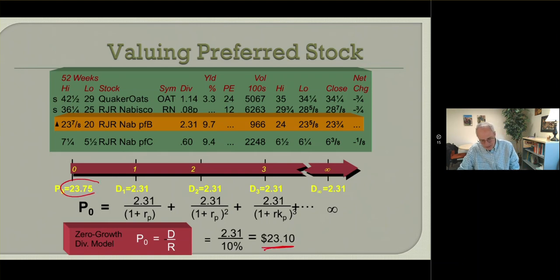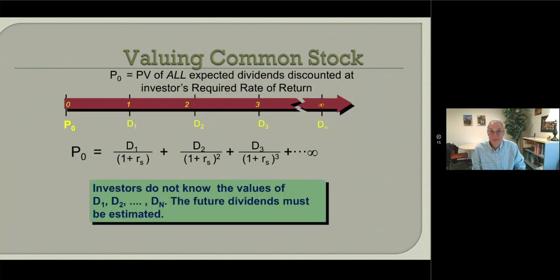So it has a current price of $23.75. The most you're willing to pay is $23.10 if you want to make a 10% return, right? That's it. That's now the second model. So we're going to do 4. We did the PE. We did the zero growth. We're now moving on to the second one on your page there.